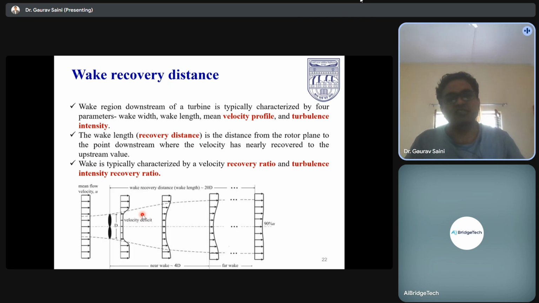Suppose this is the rotor that we have placed. It has a deficit in the velocity, and again, on the downstream side, it is regaining its velocity. At 90%, you can say 90% of the velocity is regained by the water due to the gravity flow. That is basically known as the wake recovery distance.